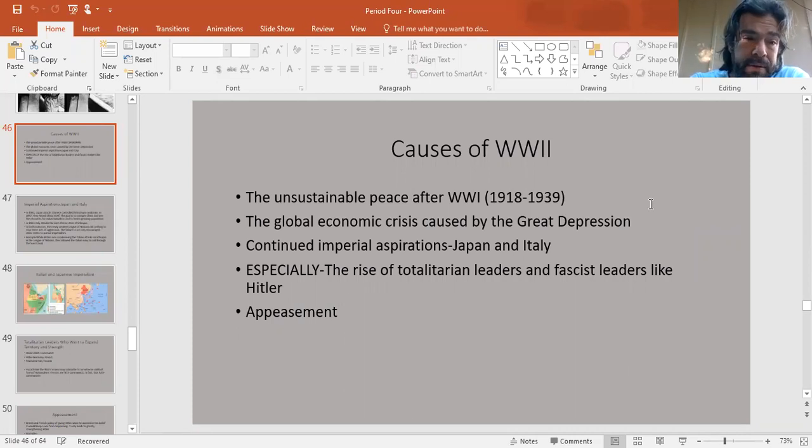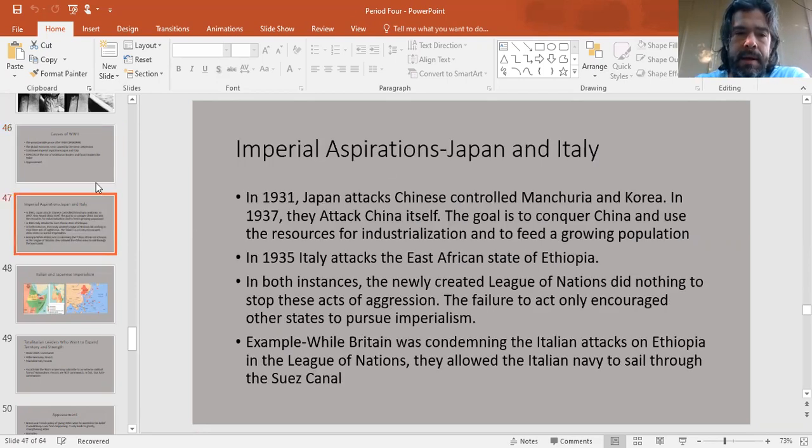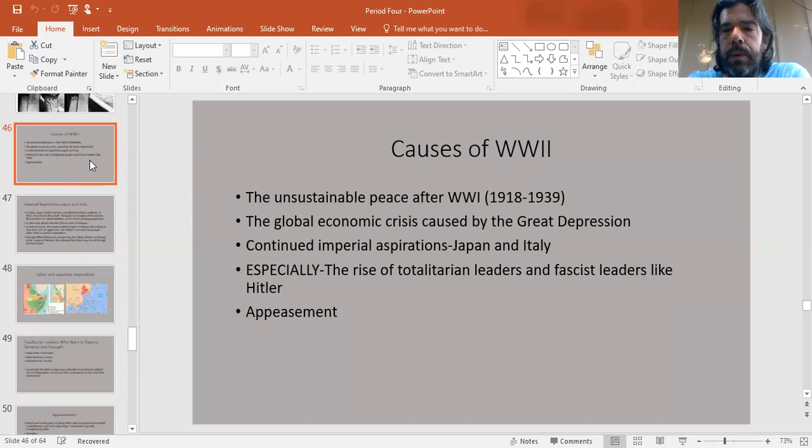And there's going to be 5 major reasons for the start of World War II. We're going to look at some of these in depth, and some of these we've already talked about in good depth, so I'm not going to have to go back and rehash it with you. So the first one is what your guide, the course description, calls the unsustainable peace after World War One.